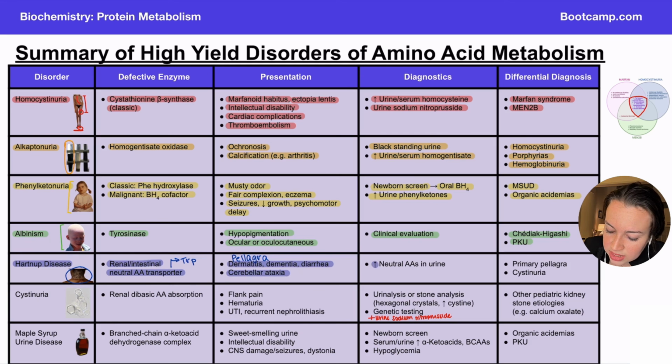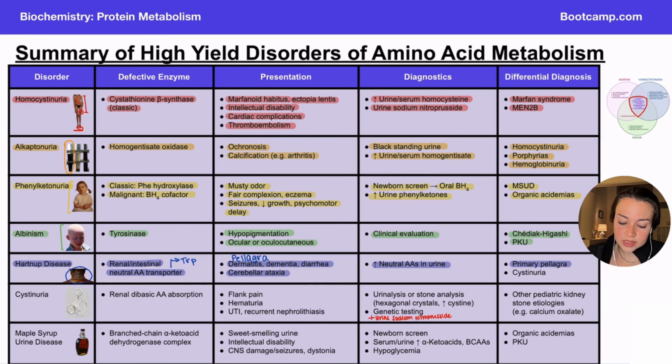This is diagnosed with increased neutral amino acids in the urine. Differential diagnosis here, one of them is primary pellagra. So this dermatitis, dementia, diarrhea picture that is pellagra is just from a niacin deficiency. Hartnup disease is specifically a niacin deficiency caused by a decrease in the upstream tryptophan.